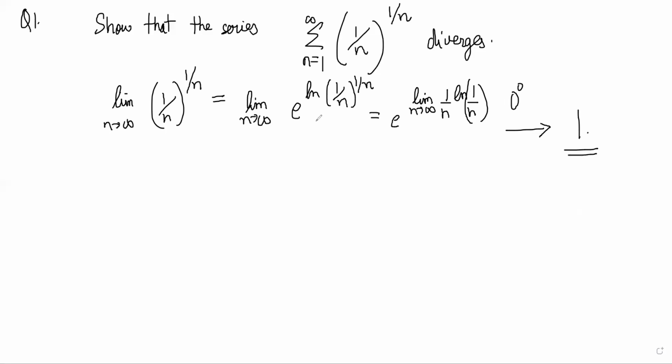So that means वो डाइवर्ज करेगा क्योंकि लिमिट n टेंड्स टू इंफिनिटी mu n is not equal to 0, therefore it will diverge. Okay.